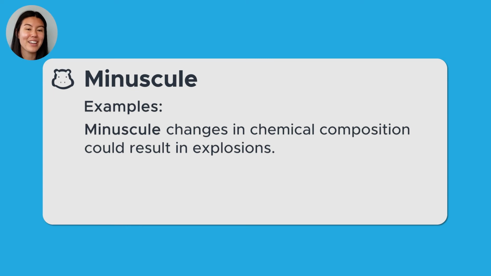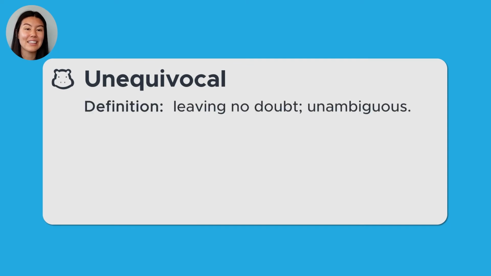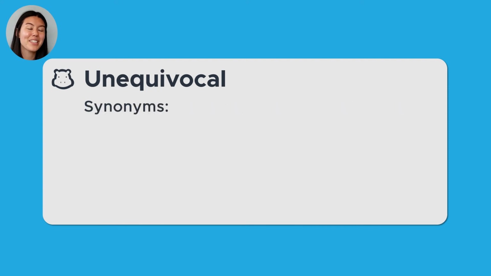Now that we've seen a variety of words we can use to replace big or small, let's look at a few more interesting words to help describe things. Unequivocal. Unequivocal means leaving no doubt; unambiguous. Synonyms include clear, explicit, and unambiguous.